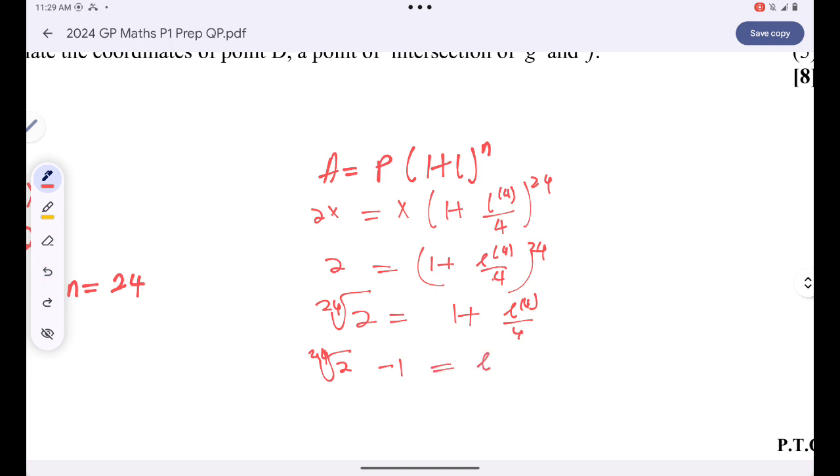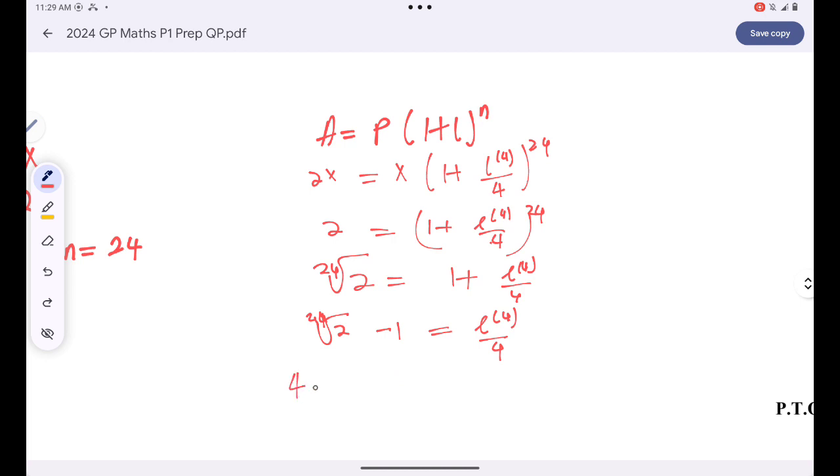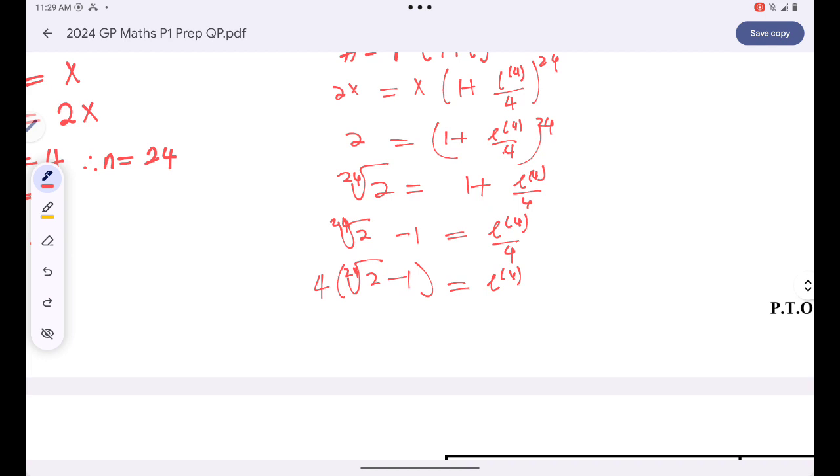minus 1 is just equal to i to the power 4 all over 4. Then this is just 4 multiplied by the 24th root of 2 minus 1 is equal to i to the power 4. So this will just give me the interest. So therefore my quarterly interest is basically 4 multiplied by the 24th root of 2 minus 1, close brackets.